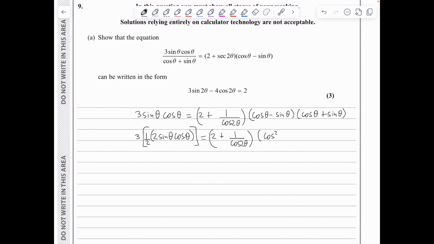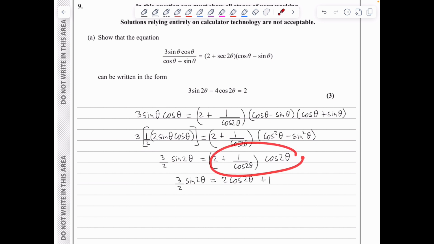So it leads to cos squared theta minus sine squared theta. So we're looking at 3 over 2 sine 2 theta is equal to 2 plus 1 over cos 2 theta. And we should be able to recognize that cos squared minus sine squared is just cos of 2 theta. So let me write the cos of 2 theta here. So 3 over 2 sine of 2 theta is equal to 2 cos 2 theta plus 1. We have expanded the right hand side here.